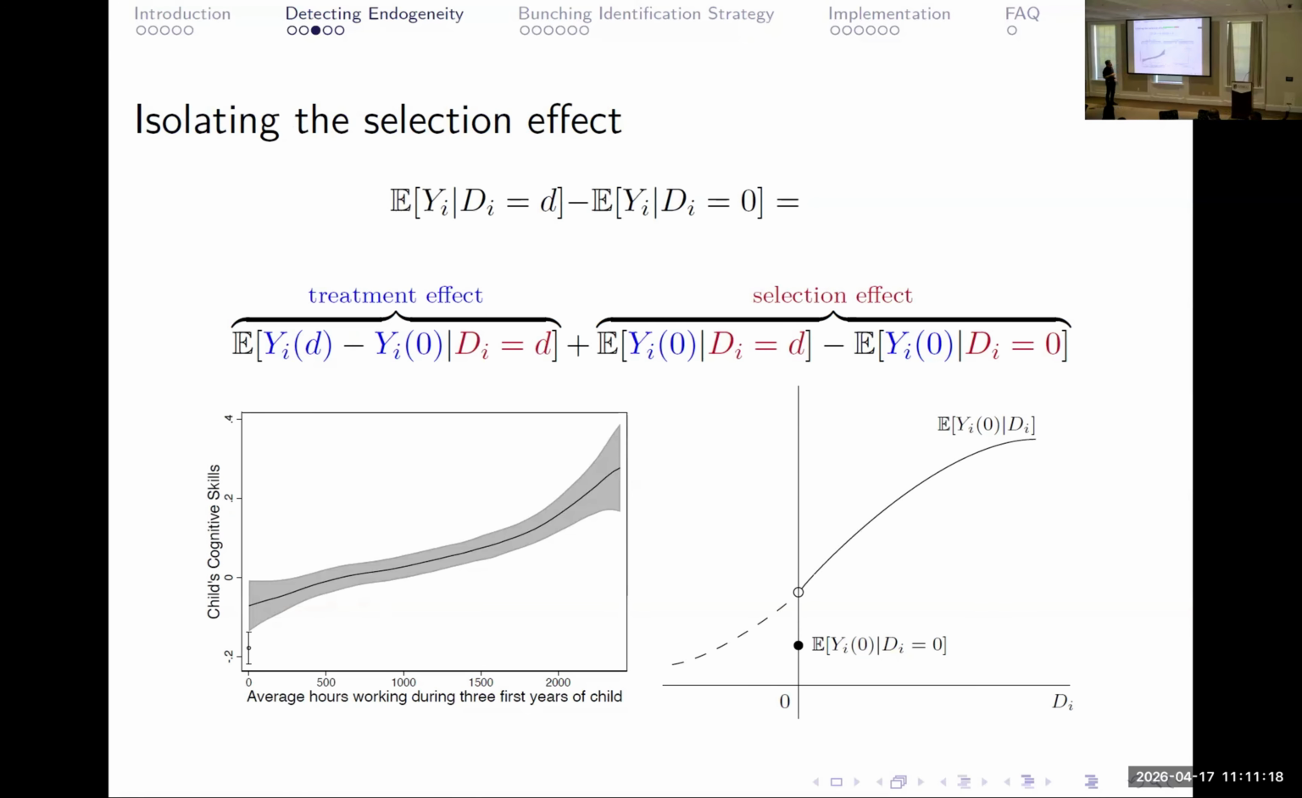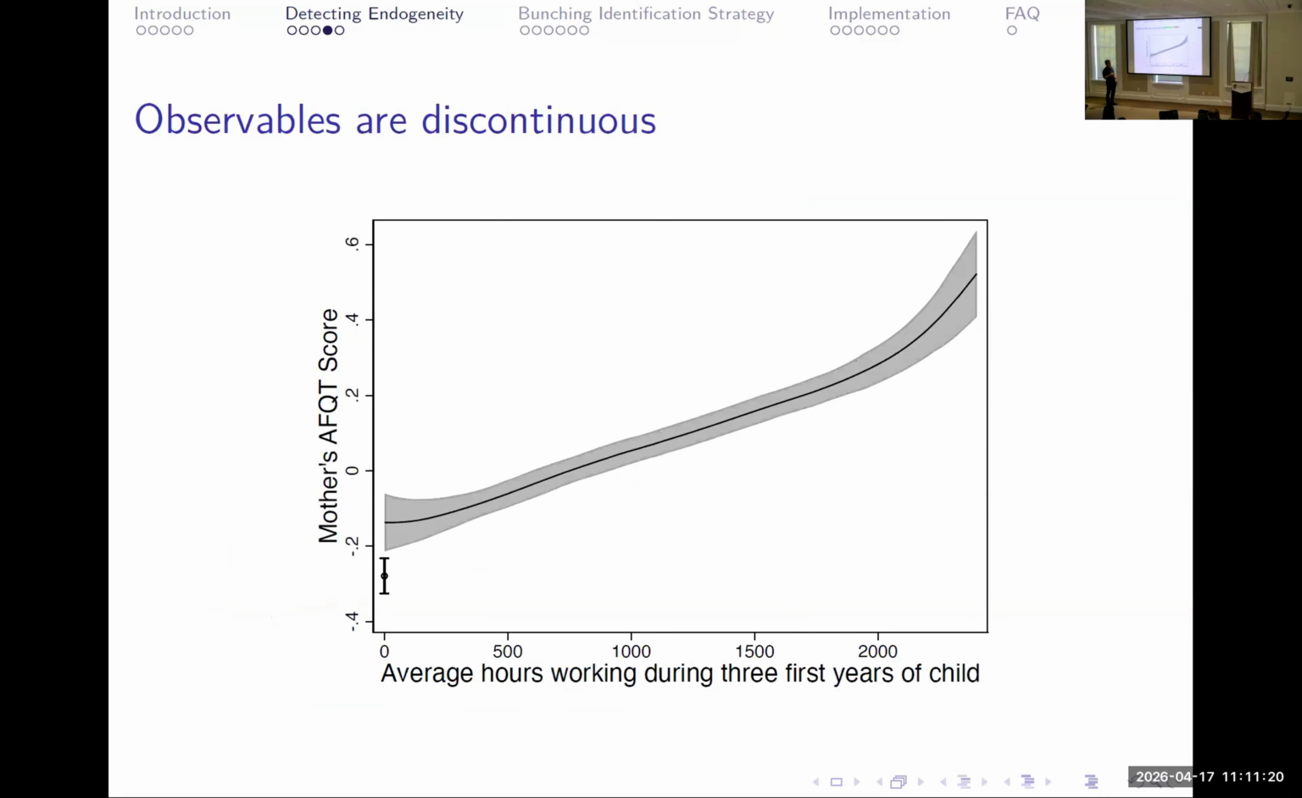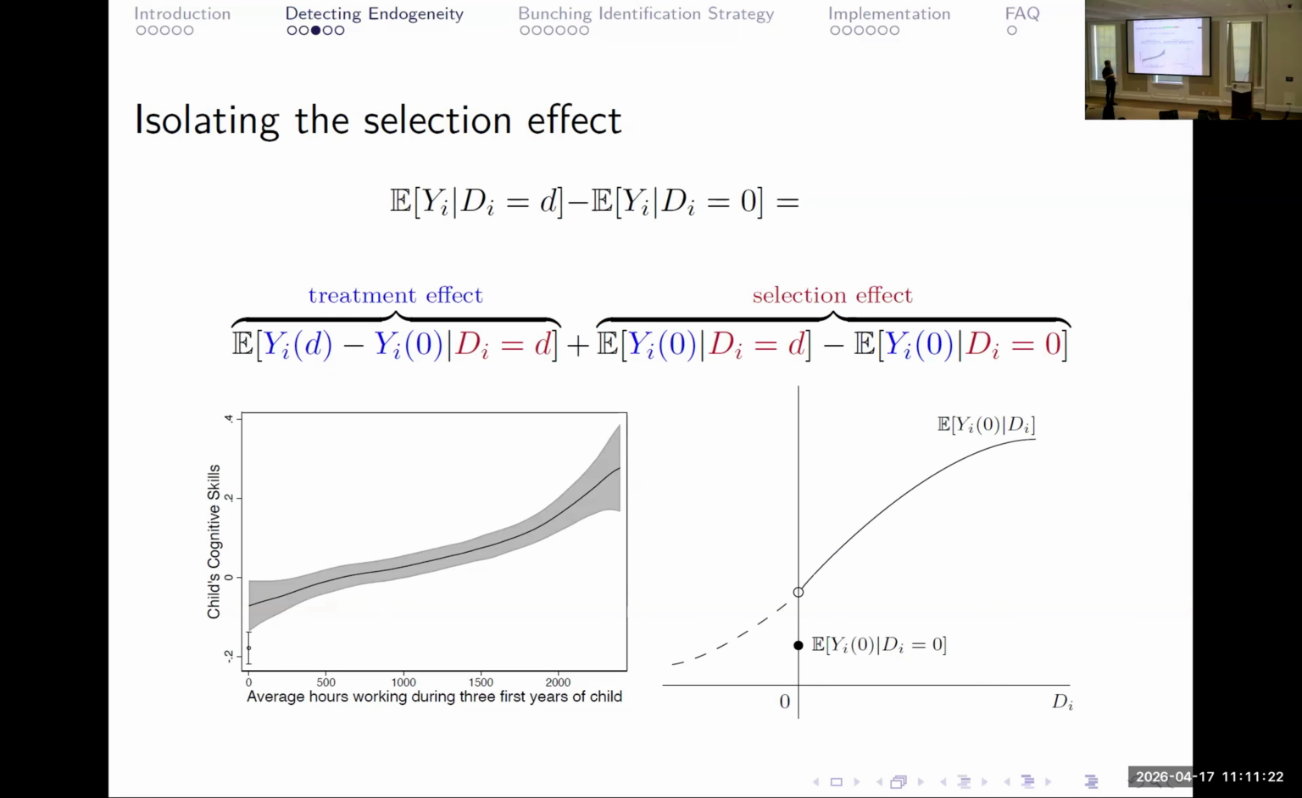So in principle, you wouldn't need to show the discontinuity in observables, because the moment you are okay with the assumption of continuity of treatment effect, the moment you show the discontinuity in the outcome, it must come from discontinuity in the selection effect. But of course, you can provide a little bit more hand-holding for your reader by showing that observables do vary discontinuously. Does that make sense?